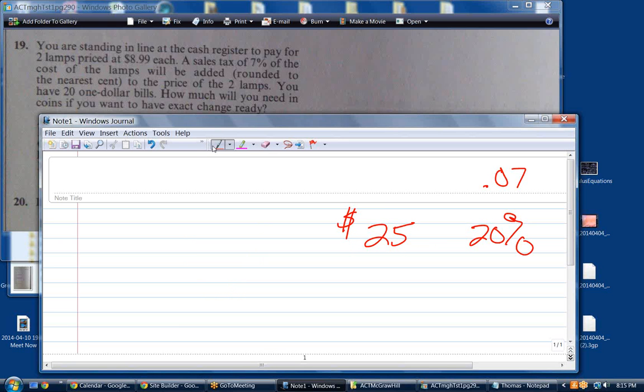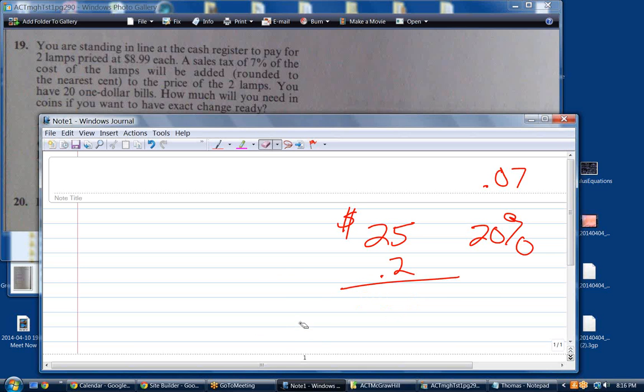So 20% would be 0.20. So then what I would do for this one, or the thing that makes the most sense to me, would be to multiply it by 0.20 and then just subtract that from 25. I know this is more steps. Okay, that's 20 bucks. So that's correct. That's the one more step.